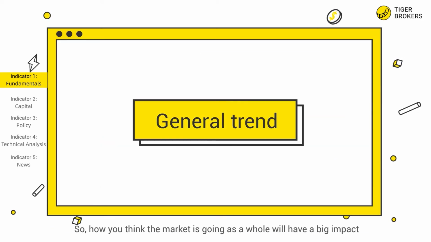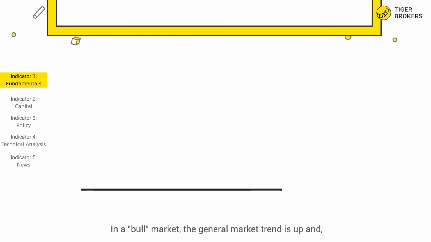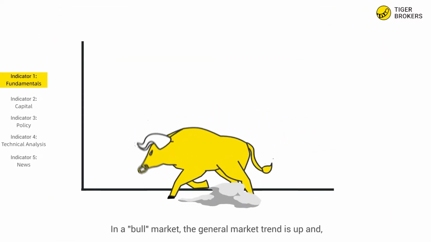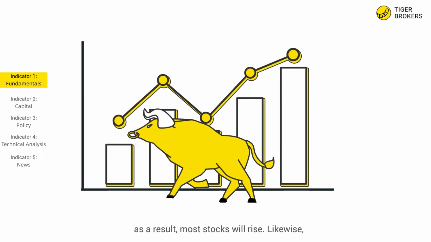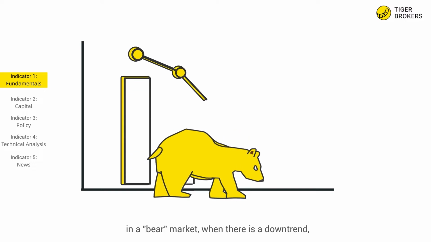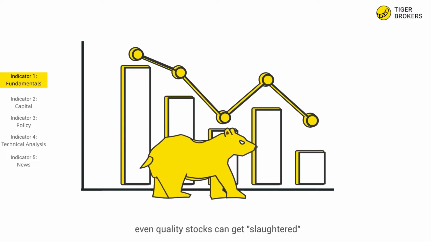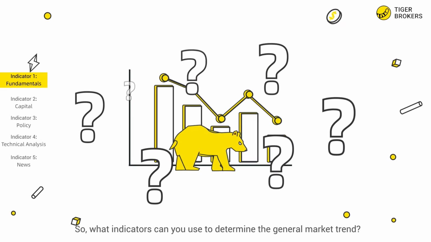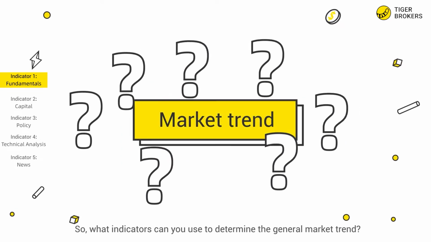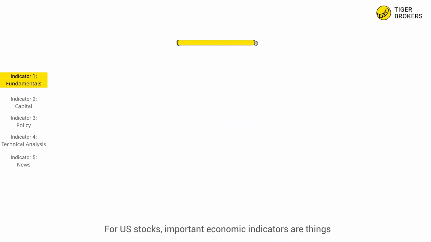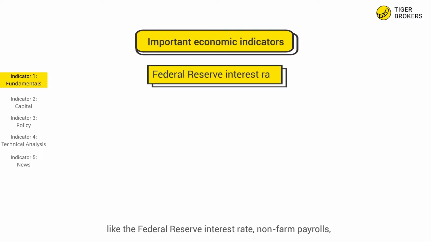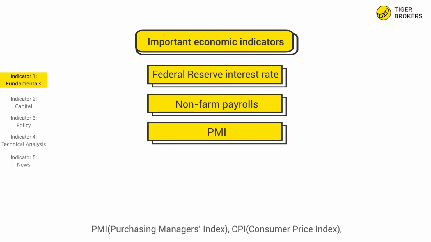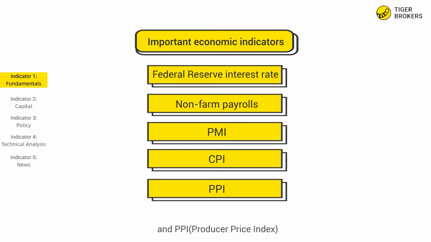So, how you think the market is going as a whole will have a big impact on the trades you make. In a bull market, the general market trend is up, and as a result, most stocks will rise. Likewise, in a bear market, when there is a downtrend, even quality stocks can get slaughtered. So, what indicators can you use to determine the general market trend? For US stocks, important economic indicators are things like the Federal Reserve interest rate, non-farm payrolls, PMI, PCI, and PPI.